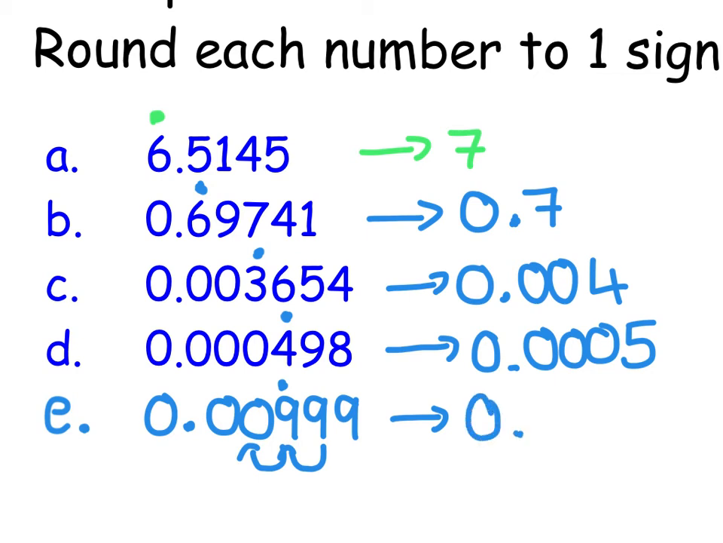So that gives us 0.01. So not the same amount of zeros at the beginning as it had originally. And that is because of the 9s, I'm afraid. Okay.